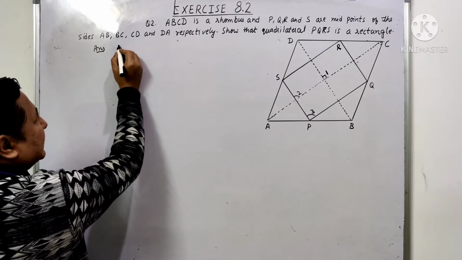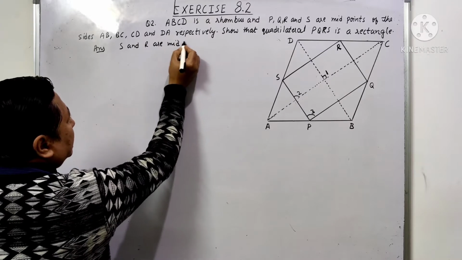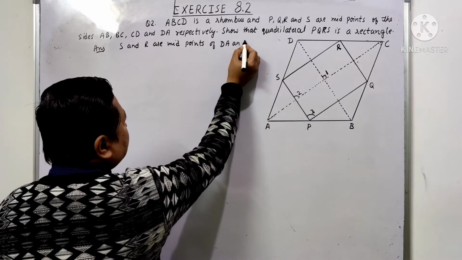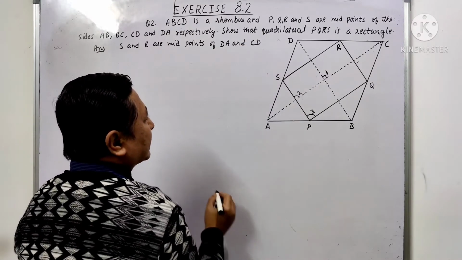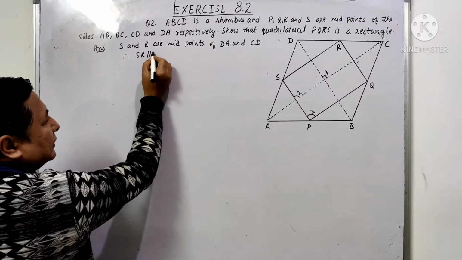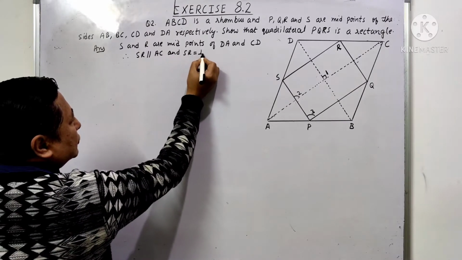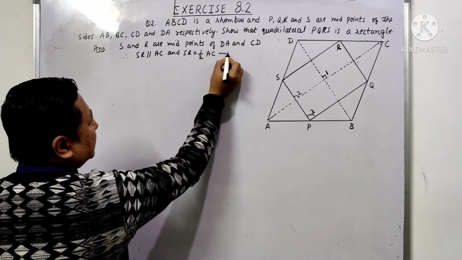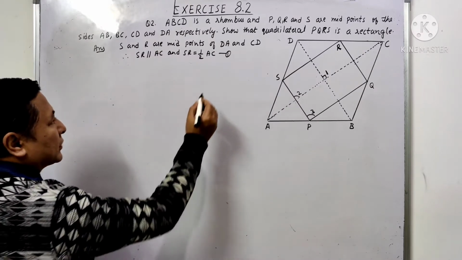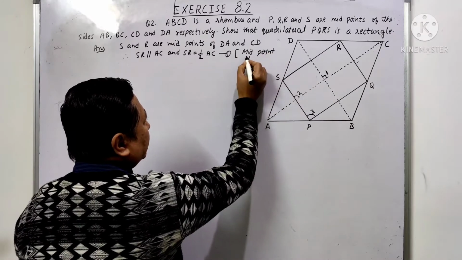Now in the question it is given that S and R are midpoints of DA and CD respectively. So therefore SR will be parallel to AC and SR will be equal to half of AC, and this is due to the midpoint theorem. So we can write here the reason: midpoint theorem.